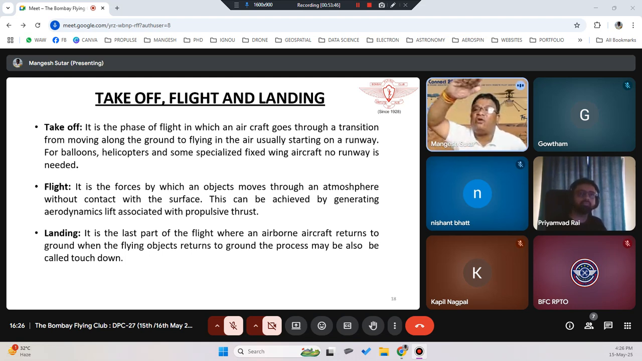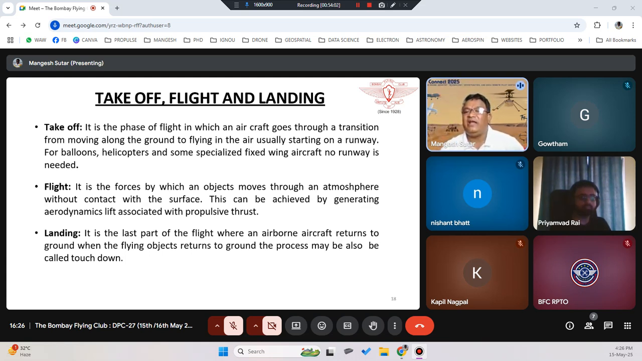We say the helicopter has taken off, the balloon has taken off, even fixed wing we say takes off, or drone also we will say take off. So I will say, okay Nishant, please take off your drone. So now you will give throttle and you will take off the drone up in the sky.